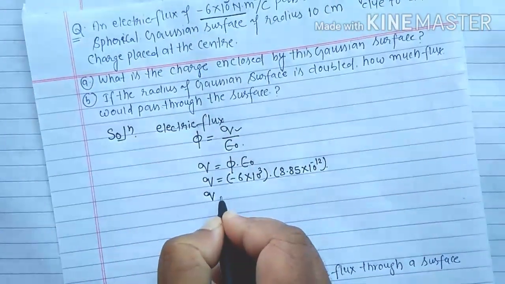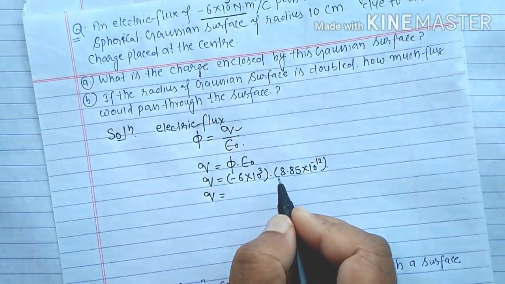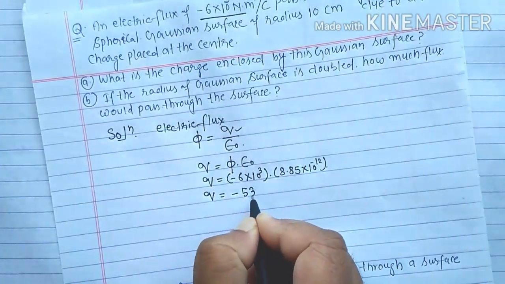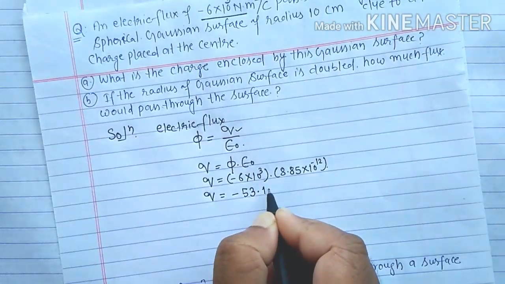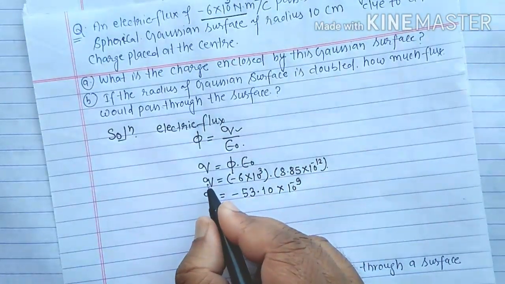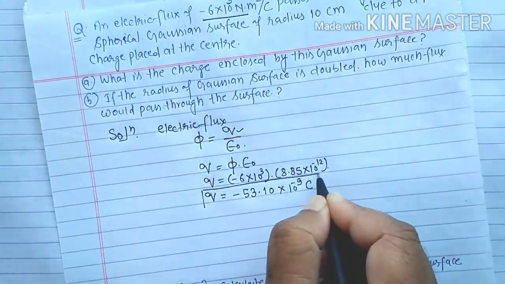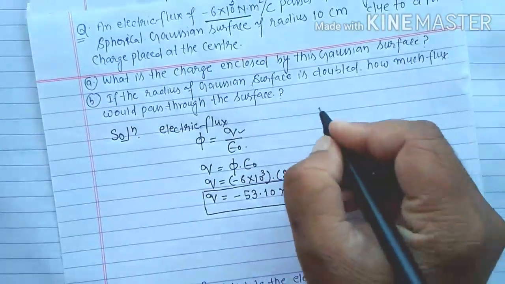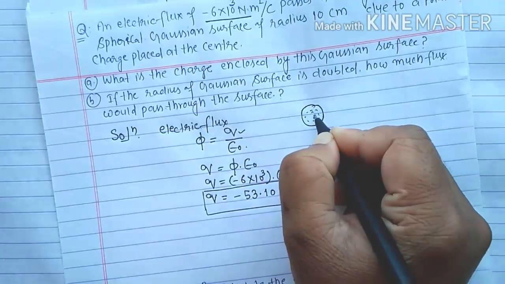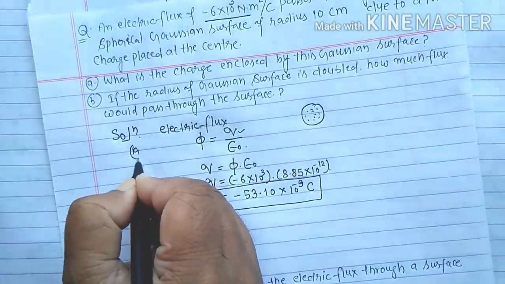So Q is equal to, now multiply 6 multiplied by 8.85, it will be minus 53.10 into 10 power minus 9. So the unit of this charge will be coulomb. So this amount of charge will be enclosed in that Gaussian surface. So first part has been done. Now second part.